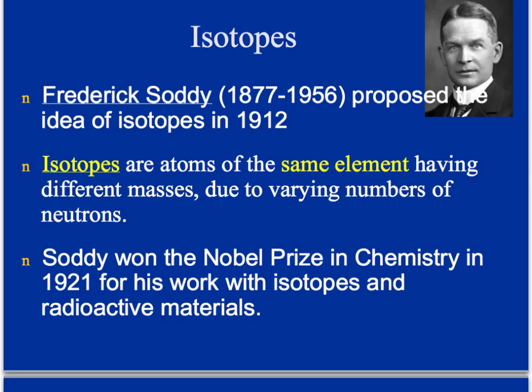Isotopes were first proposed by Frederick Soddy. You can see his lifespan there, with his work in 1912. Isotopes are atoms of the same element having different masses due to varying numbers of neutrons. And Soddy won the Nobel Prize for Chemistry, so this is obviously an important concept that he discussed and that we're now learning about. Isotopes are also really important because they deal with the idea of radioactive materials.